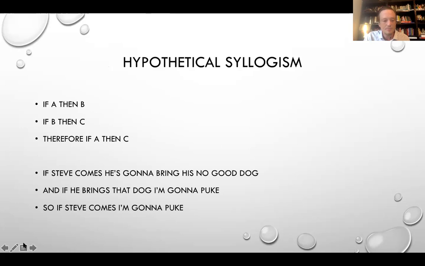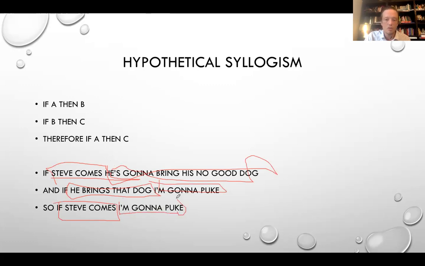Notice all we're saying is that if this thing happens, let's get the old pen. If Steve comes, that's your A. He's going to bring his dog. That's your B, right? And if he brings that dog, I'm going to puke, right? There's B again. And then we've got a C. So if Steve comes, I'm going to puke, right? So all we're saying is if this is true, then this is true. And if this is true, then this is true. And if this is true, then that means if this is true, then this is true. It's so much easier to just look at and grasp than for me to actually say it out loud. But I hope that makes sense, right?